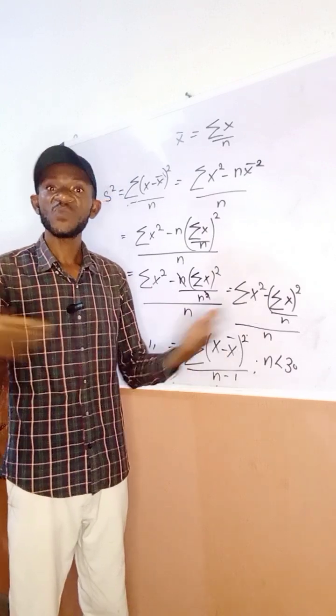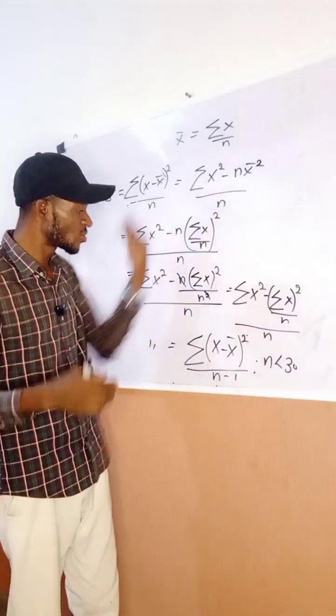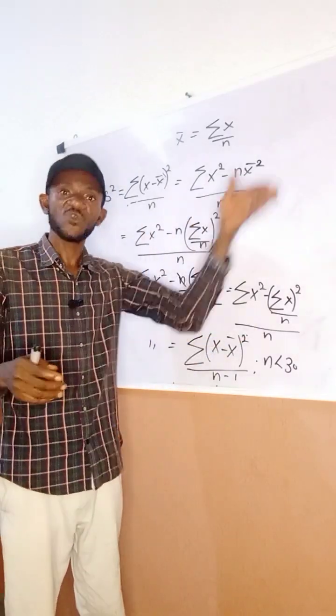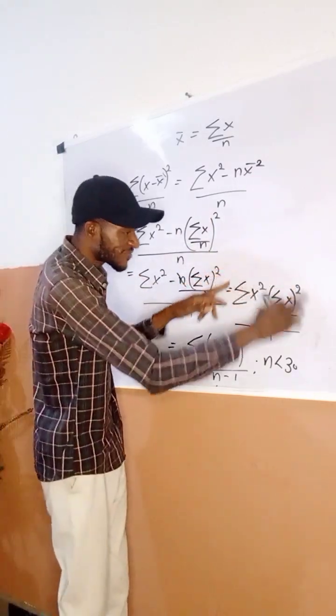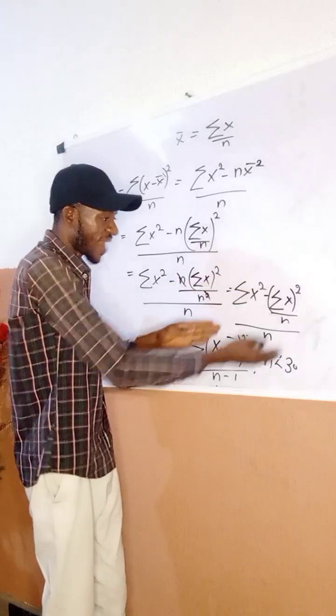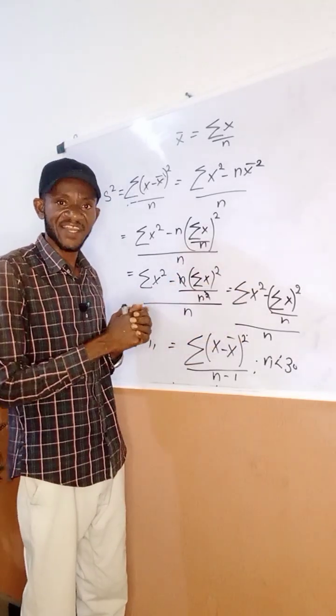And by so doing, we have calculated the variance, instead of going through calculating the mean, x bar, and subtracting it from each of these observations. So I want you to bear this formula in mind, that this formula is the formula of variance.